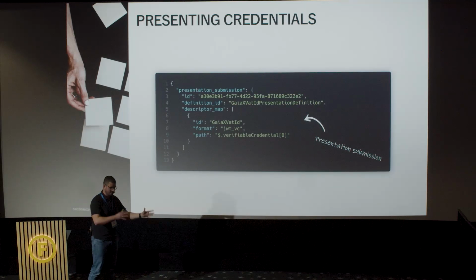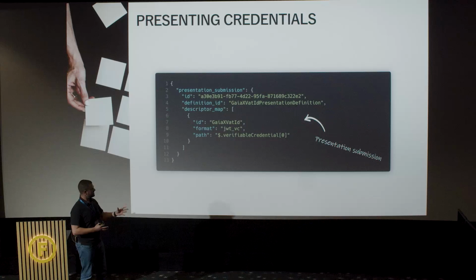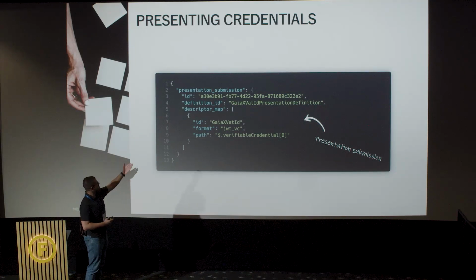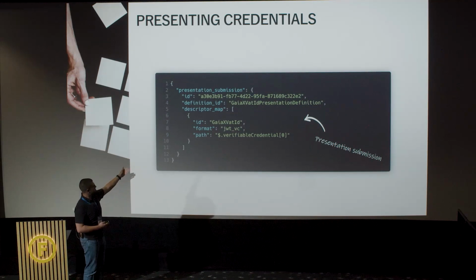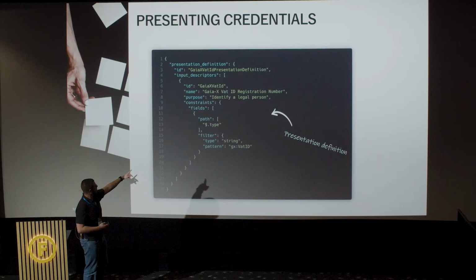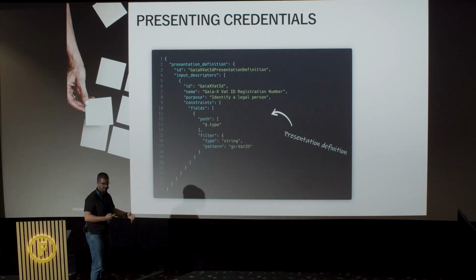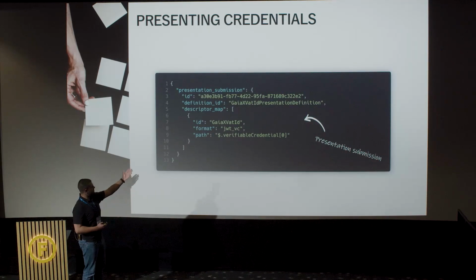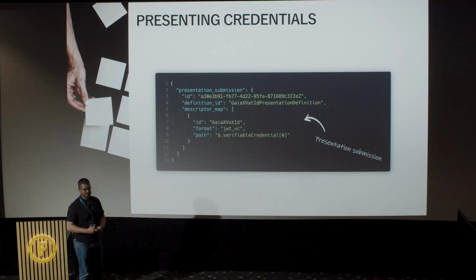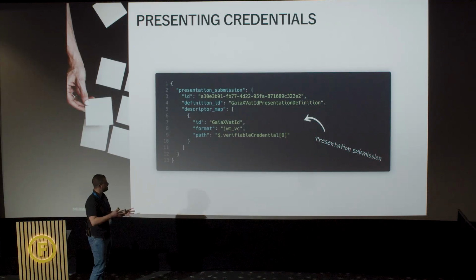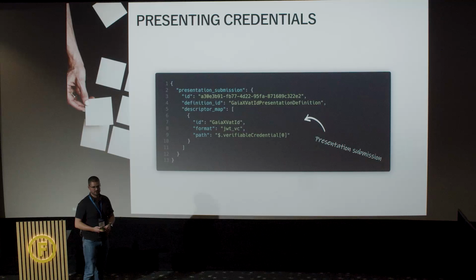And then in the response of the wallet, you're going to have presentation submissions that are going to say that for this definition ID, we're going to have a descriptor map that says, okay, we have the credential with the ID that you gave previously in the input descriptor, so the VAT ID. It's going to be with a VC.jwt format in the verifiable credential at this index. So it allows to map where the credentials are in the response.